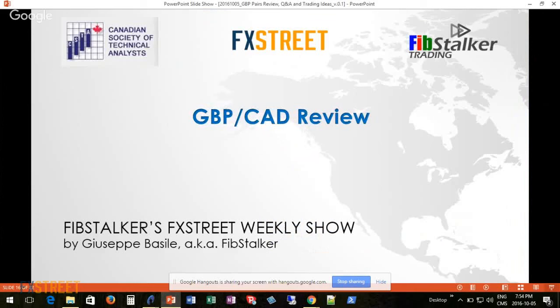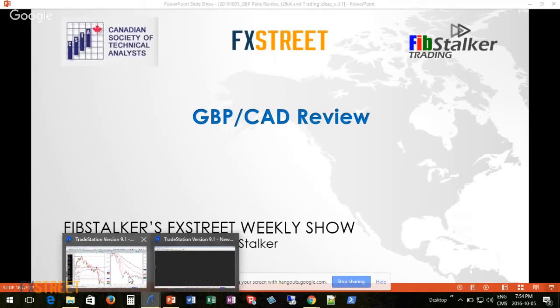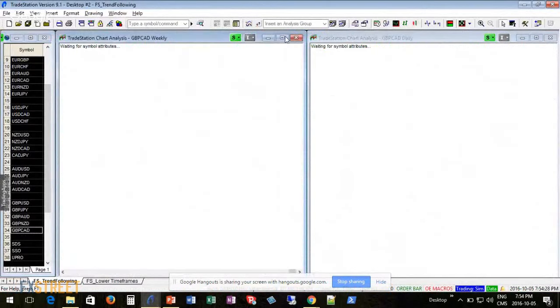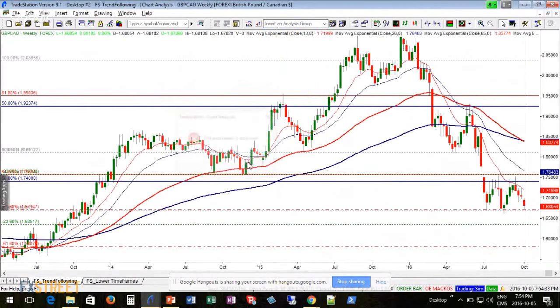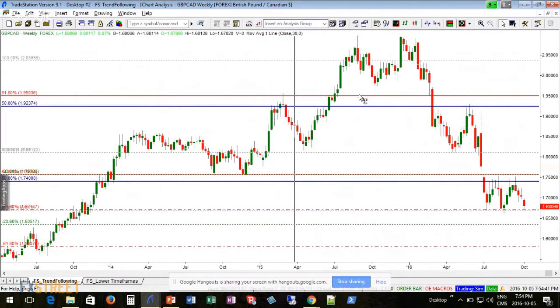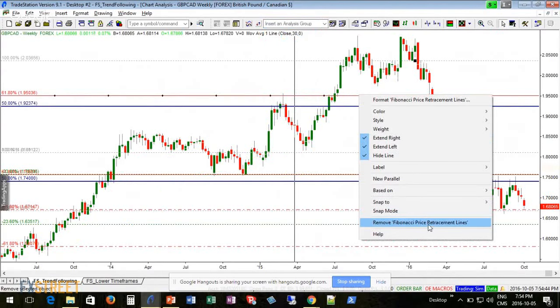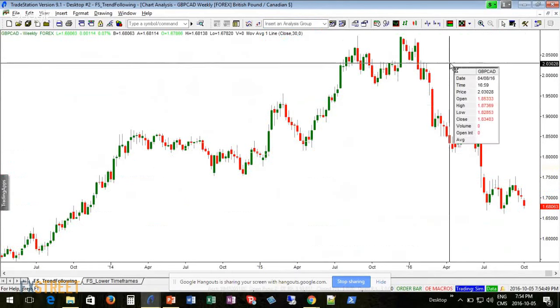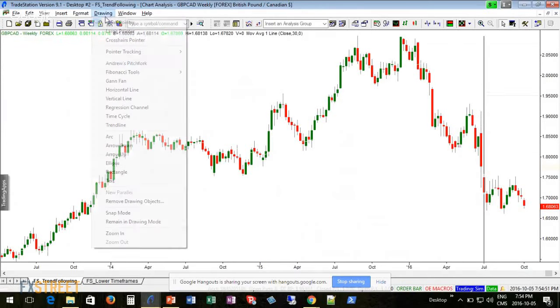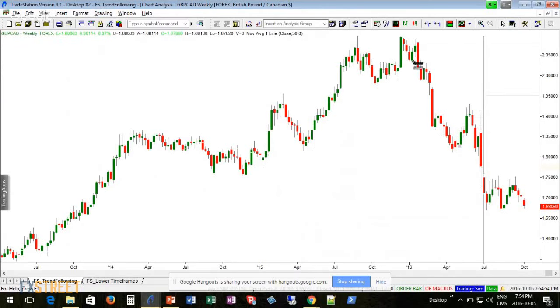Okay, so next I'm going to review the pound Canadian dollar, and again for this market I don't have targets, but we'll be looking at the charts and see what the charts are telling us, and where this market could actually go. As you can see from the traces already on this market, although I'm going to repeat the analysis here, we have an extended market that actually is trading in extension on this weekly time frame.